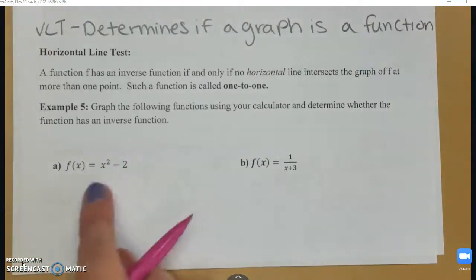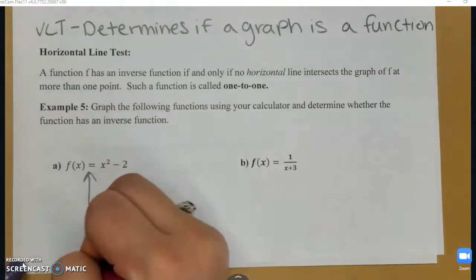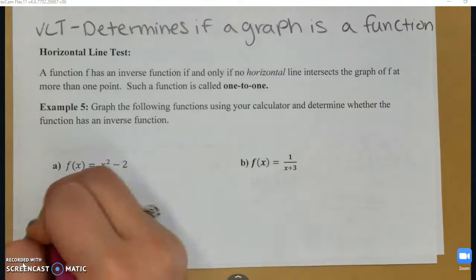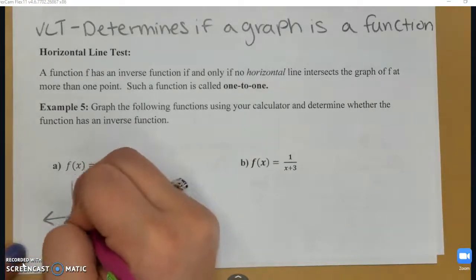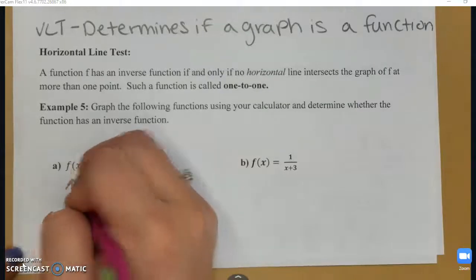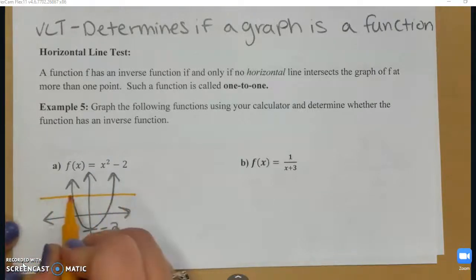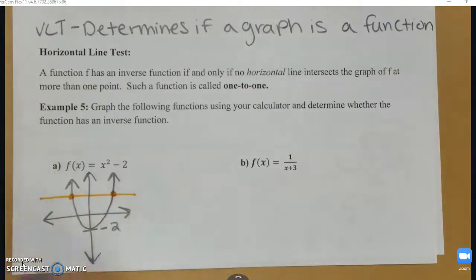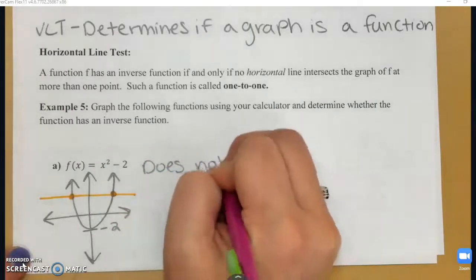So let's look at A. If I typed this into a graphing calculator or Desmos, what this is going to look like is my quadratic parent function just shifted down 2. So it's a parabola. If I draw a horizontal line through my graph, it's going to touch 2 times, which means it fails the horizontal line test and therefore does not have an inverse.